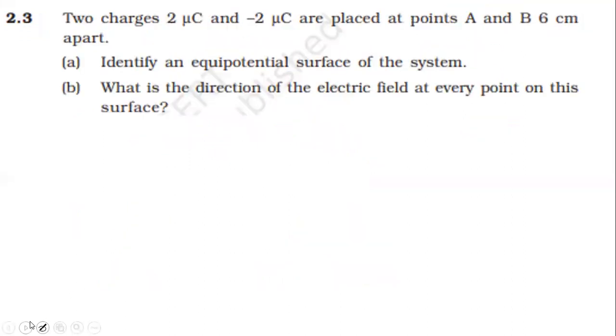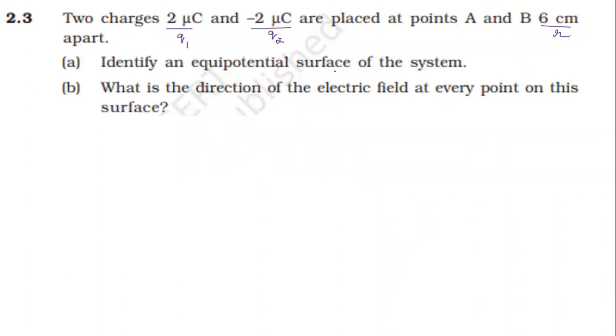Look at the next question now. Two charges, 2 microcoulomb and minus 2 microcoulomb. Let's say this is Q1 and this is Q2. They are placed at points A and B, 6 centimeter apart. So the distance is 6 centimeter. Now we need to find what now?